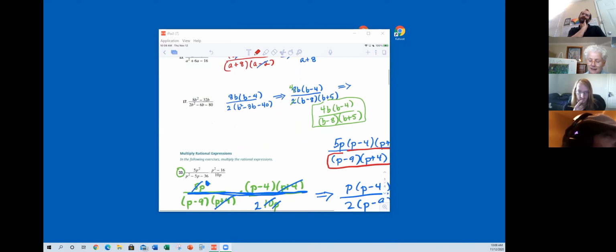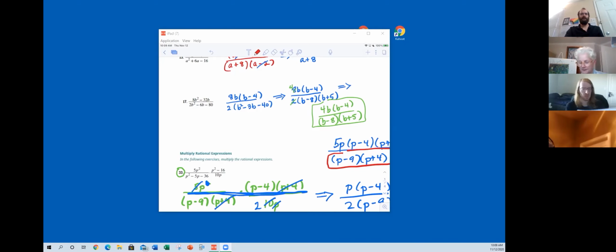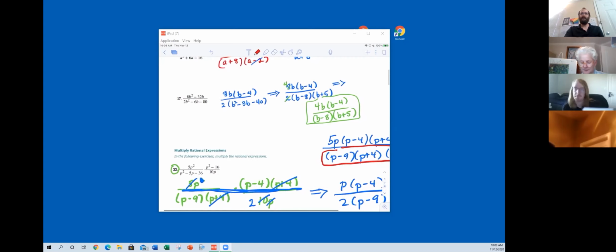So on 17, again, we had already factored these. So it just turned out to be 8b times b minus 4 divided by 2 times b minus 8 times b plus 5. And the only thing that would cancel is the 8 and the 2. Is that what y'all got? 4b times b minus 4 over b minus 8, b plus 5. Yes, no? Does that look right? Stop me if you see one that doesn't look right. Did that one with one group at least, I think.